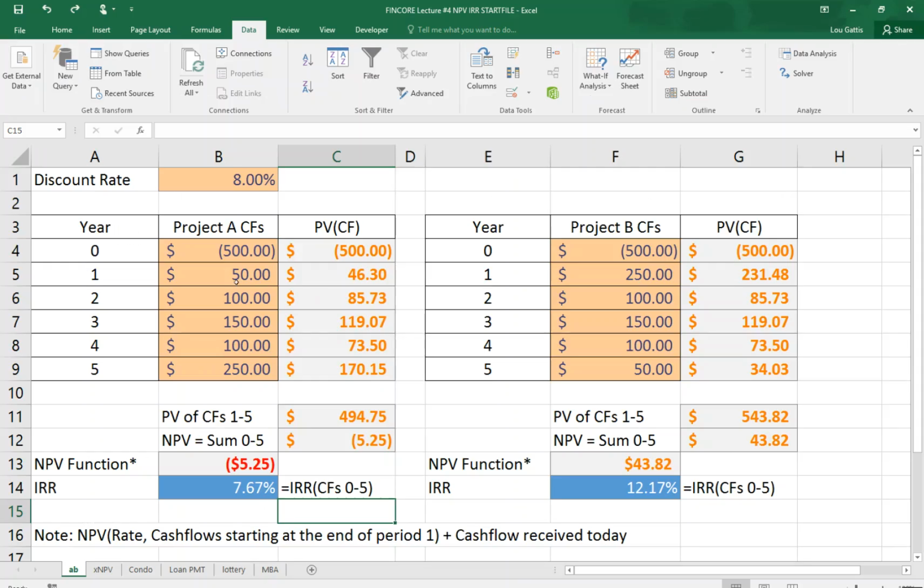So back to our example, if our cost of capital is 8%, that's what it costs us to borrow money to invest in these $500 projects. As long as our IRR exceeds that 8% hurdle rate, we'll accept the project. So, in this case, we'll accept project B because 12 is greater than 8. We'll reject project A since 7.67 is less than 8.